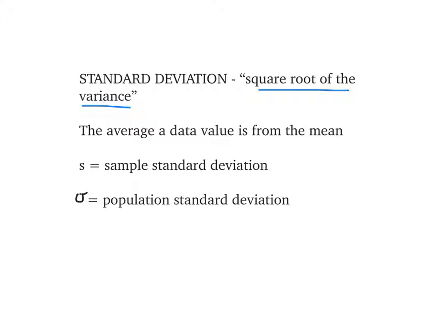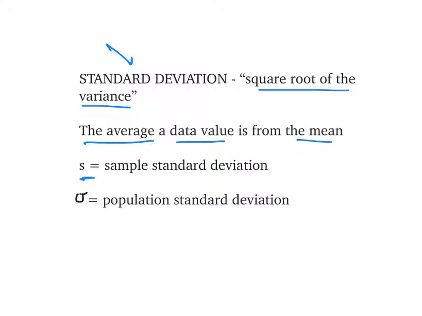So the standard deviation is the main one we're going to use. We're not going to use variance that much. We're going to find the variance and then take the square root of it. And this really truly gives you the best we can do for the average of how far a data value is from the mean. What's the average? How far is the average data point from the mean?